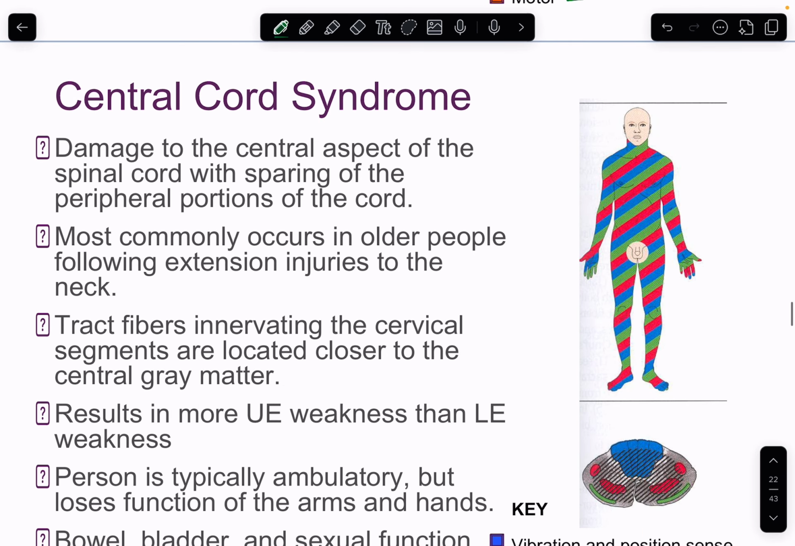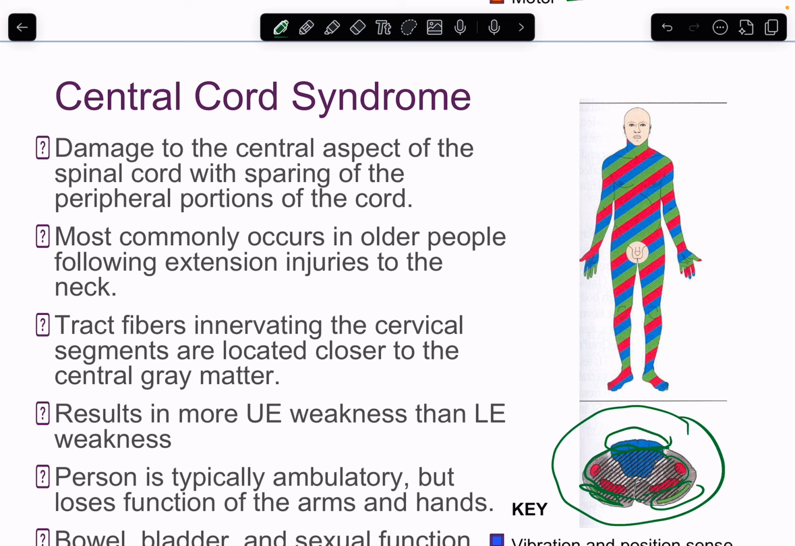How about the central cord syndrome? So in this, you can see what's affected is the central area of the spinal cord. And what is spared is your lateral spinothalamic tract and a dorsal portion of your dorsal column pathway. So the damage is to the central aspect of the spinal cord with sparing of the peripheral portions of the cord, okay, and it commonly occurs in older people following extension injuries to the neck.